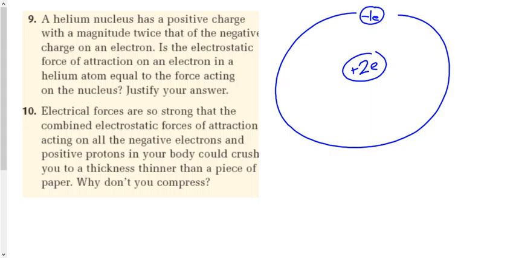So let's first look at whether this is attractive or repulsive. It's attractive, right? The electron's not going to orbit around the nucleus if it's not an attractive force. So it's an attractive force. The electron is pulled towards the nucleus, and the nucleus is pulled towards the electron. Which force is bigger?